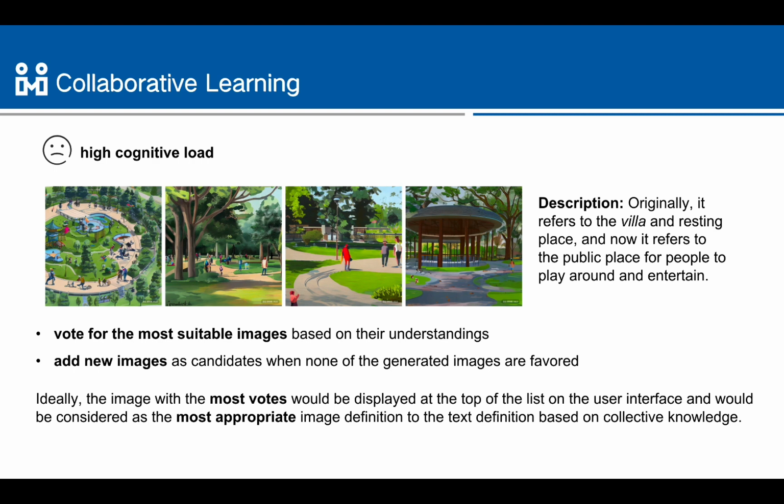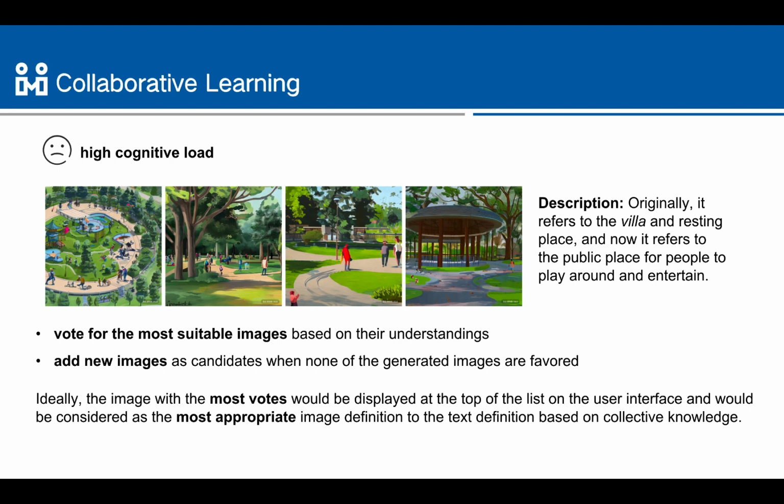Based on the text-to-image generation results of the foundation model, the system supports learners to collaboratively refine the image definitions. As shown here, the 4 image definitions of the second definition of character Yuan are equally important to learners, which demands a high cognitive load to understand them all. To improve the learner's understanding of character definitions, the system encourages learners to vote for the most suitable images based on their understandings, and add new images as candidates when none of the generated images are favored.